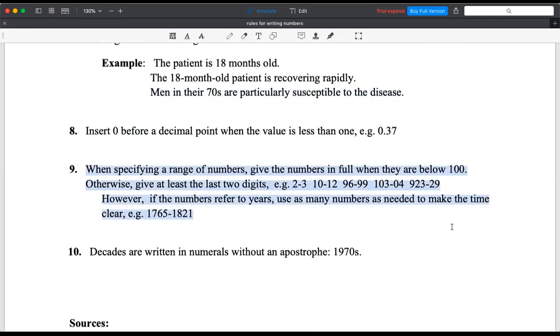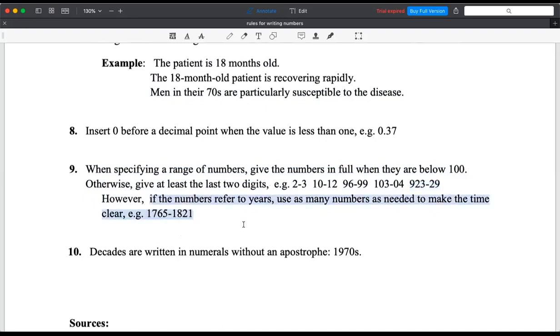Rule number 9: when specifying a range of numbers, we give the numbers in full when they're below 100. Otherwise, we give at least 2 digits. For example, the range 2 to 3, 10 to 12, 96 to 99, 103 to 4, 923 to 29, which is considered as 923 to 929 in short.